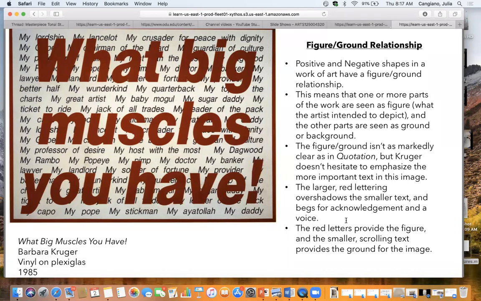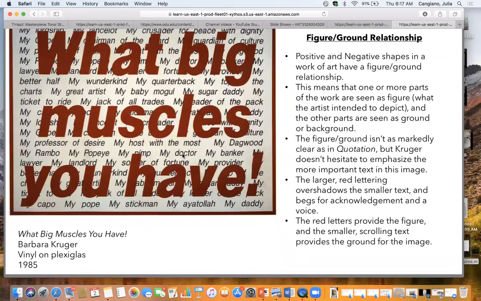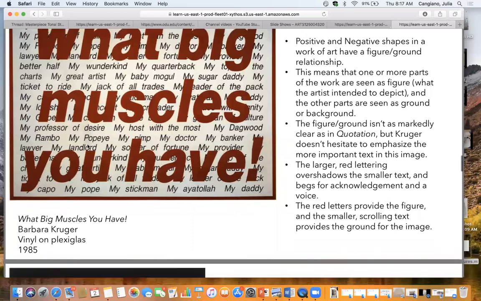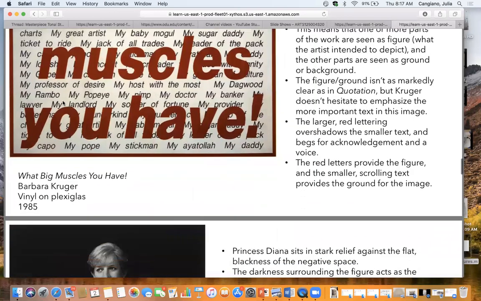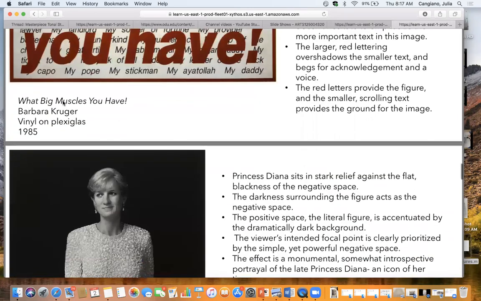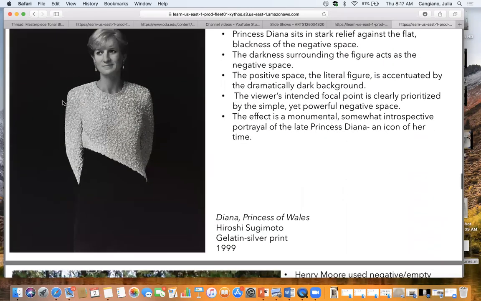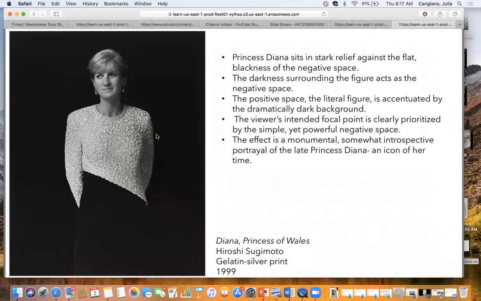And then the background just falls back quite a bit. And the text in the background is something that's secondary. So we read it after we read the initial text, which I think is the effect that she wants. So this is a pretty stark and literal representation of figure-ground.